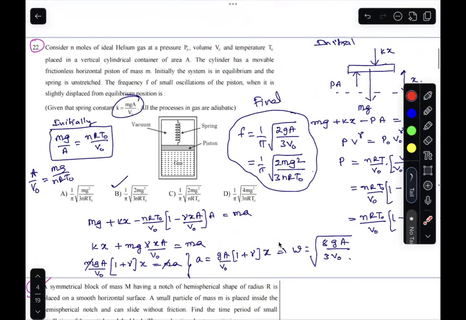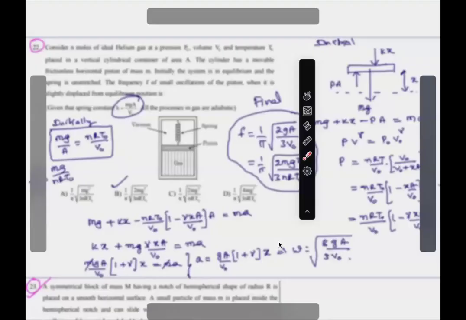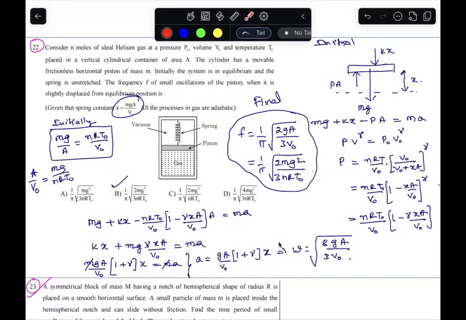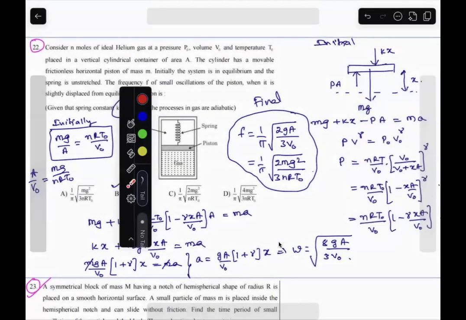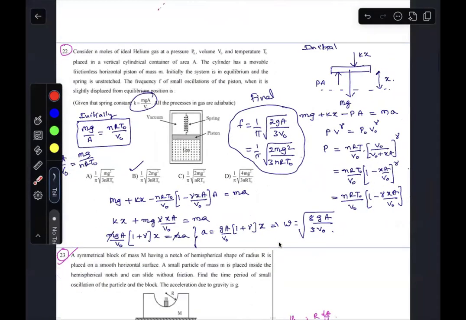See, in this question also, this is not actually a very difficult question. Technically speaking, this is not a very difficult question actually. So what I have noticed in this question is, you take the initial condition. Initially, spring is relaxed, above it is purely vacuum. mg by A is the pressure on the gas by the weight force. And gas exerts pressure P, which is nRT by V0. This is the initial condition.